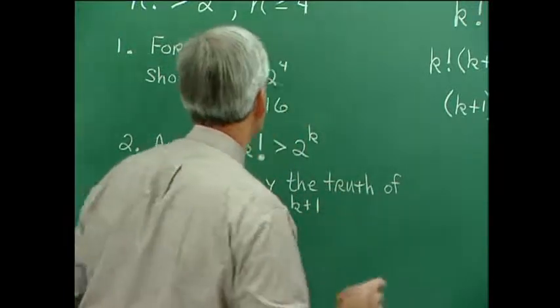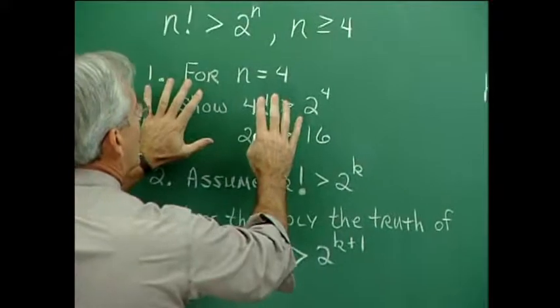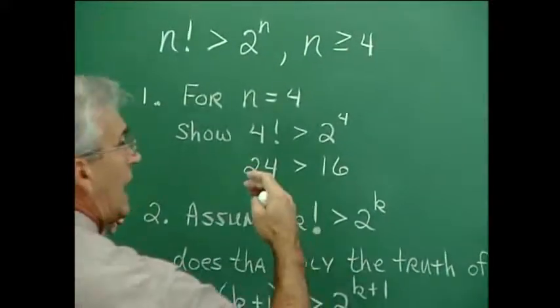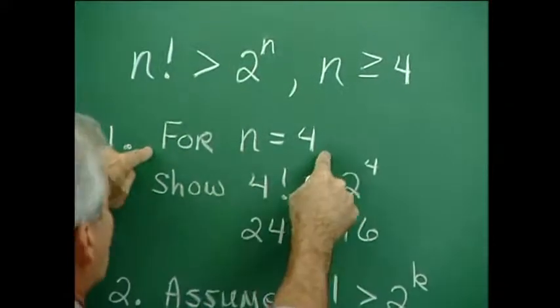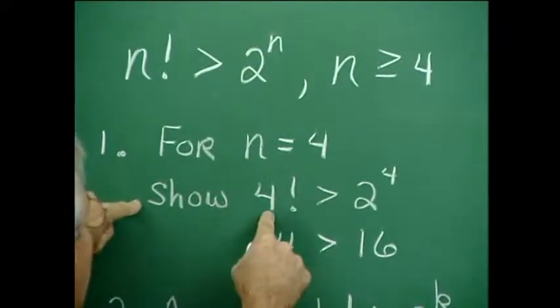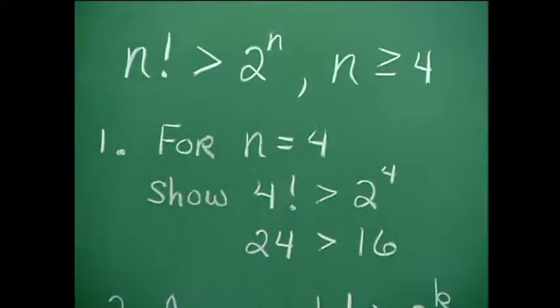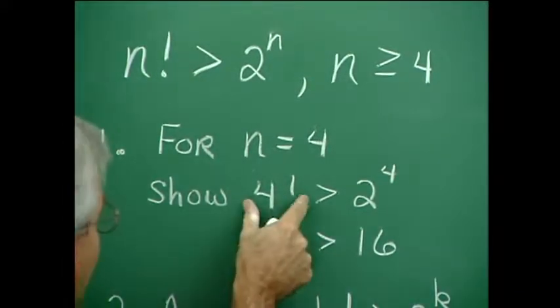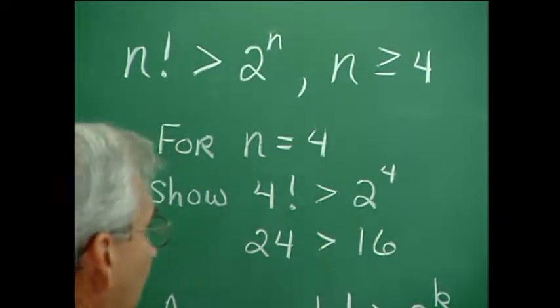So here's what we have to do. When we use math induction, we have to start with the first item in the conjecture, and then we go to the second part. For the first item, for n equals 4, we want to show that 4 factorial is greater than 2 to the 4th power, and all we do is evaluate each side of the inequality. 4 factorial is 24, 2 to the 4th power is 16. 24 is certainly greater than 16.